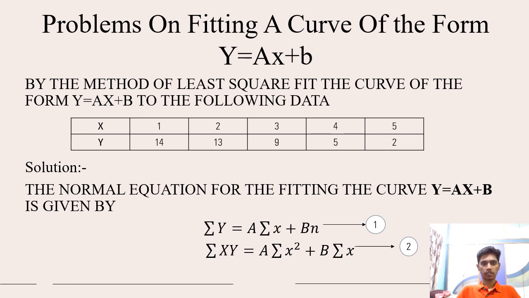Those are summation y equals a into summation of x plus b into n. Summation xy equals a into summation of x square plus b into summation of x. For finding summation y, add all the y values. Similarly, for finding summation of x, add all the x values. Coming to summation of x square, first we need to square the x values and add all of them. Similarly, for summation of y square, we need to square all the y values and add all of them. For finding summation of x into y, first multiply all the x values with respect to y values and add all of them.